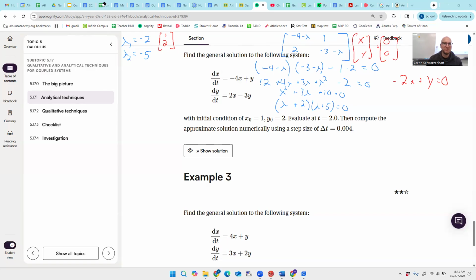Just gonna switch those values. For my second one, 4 minus -5 is... 1. -3 minus -5 is 2. And I end up with x plus y equals 0. So they're just opposites, correct? Yeah. My general equation then, a e to the -2t times (1, 2) plus b e to the -5t times (1, -1).